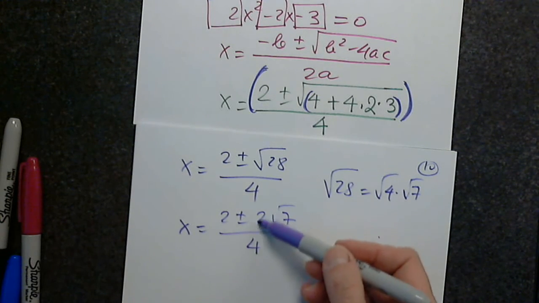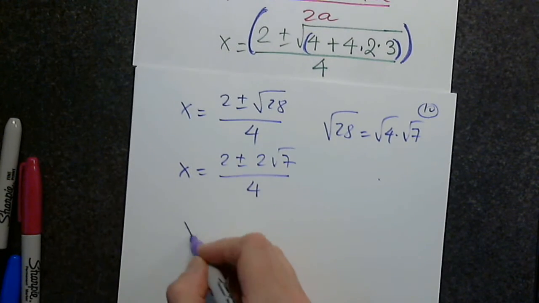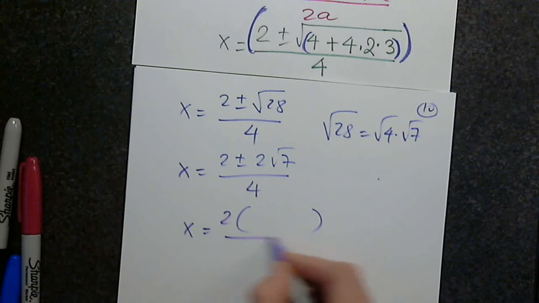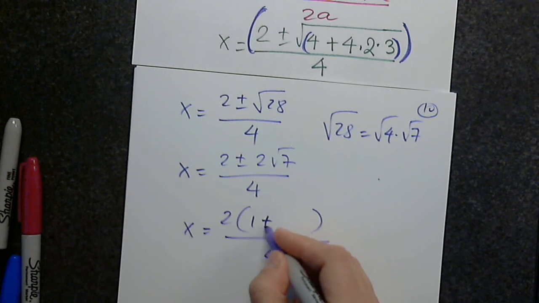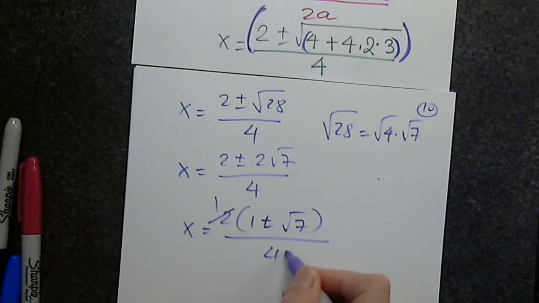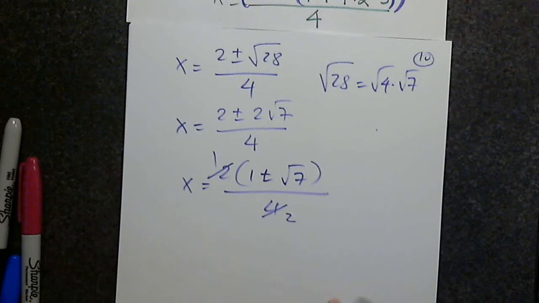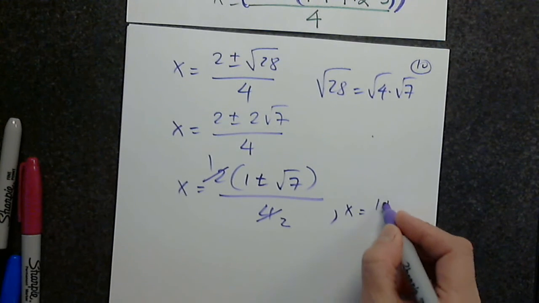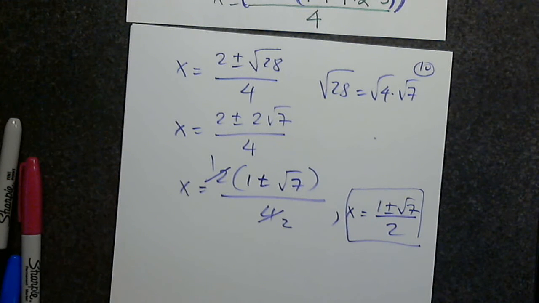Do not simplify like this or like this. What you can do is factor out 2. And now you simplify only common factors. Or separate the fraction. It's up to you. So then x equals 1 plus or minus the square root of 7 over 2. And that's the final simplified form.